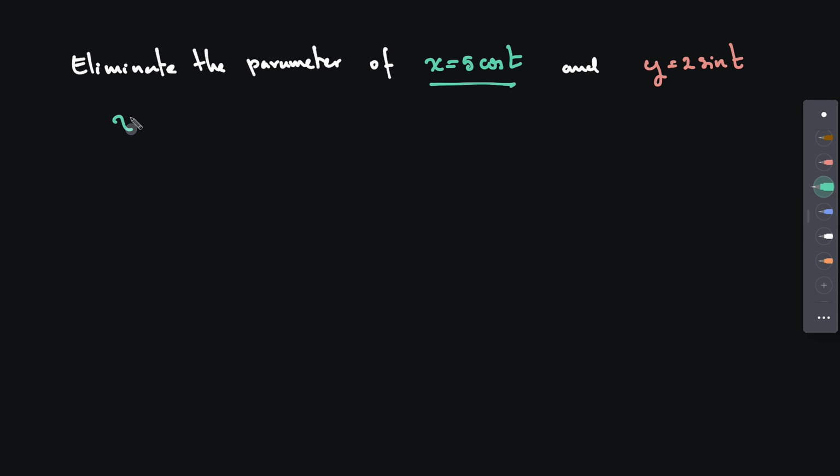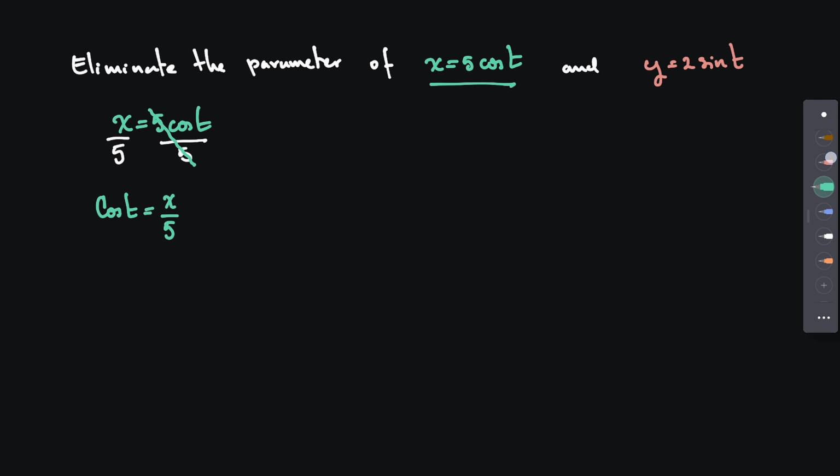So x is equal to 5 cosine of t, right? So we're going to isolate cosine of t. To isolate cosine of t, we need to get rid of that 5 that is multiplying. So we divide on both sides by 5. So we get that cosine of t, these two are gone. So cosine of t is going to be equal to x over 5, my bad.